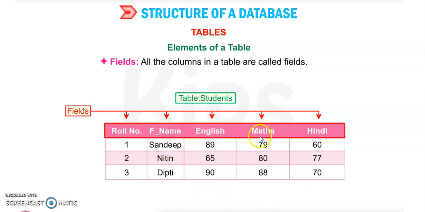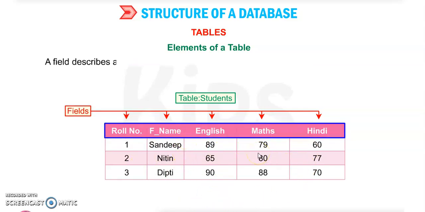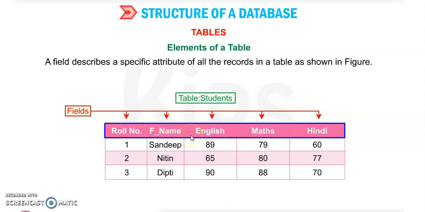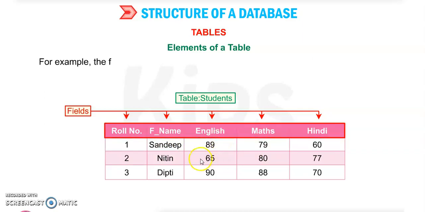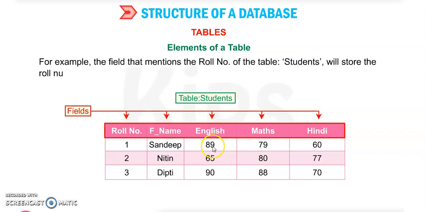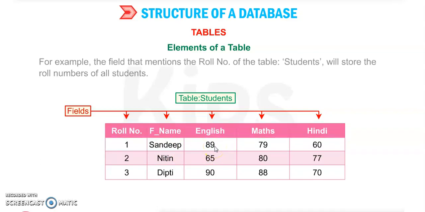So all the columns in a table are called fields. A field describes specific attributes of all the records in a table, as shown in the figure. For example, the field that mentions the roll number in the table Students will store the roll numbers of all the students.